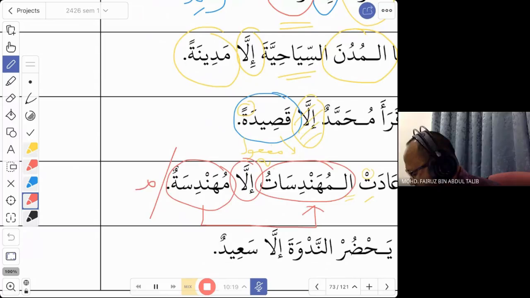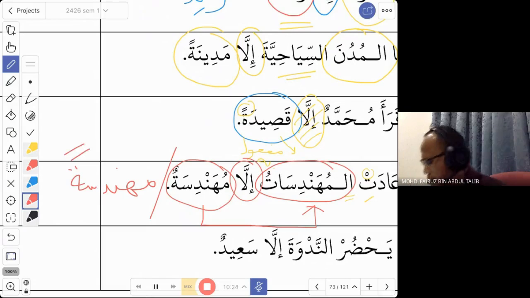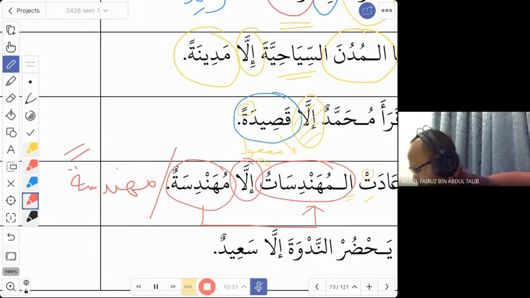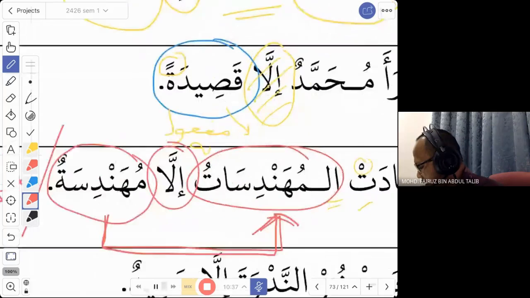So here you can also say muhandisatan. Why? Because it is jawaz. Jawaz, it is either possible. It is either mansub, or if you do not want to make it mansub, you want to follow the word muhandisat. So let us check the word muhandisat.